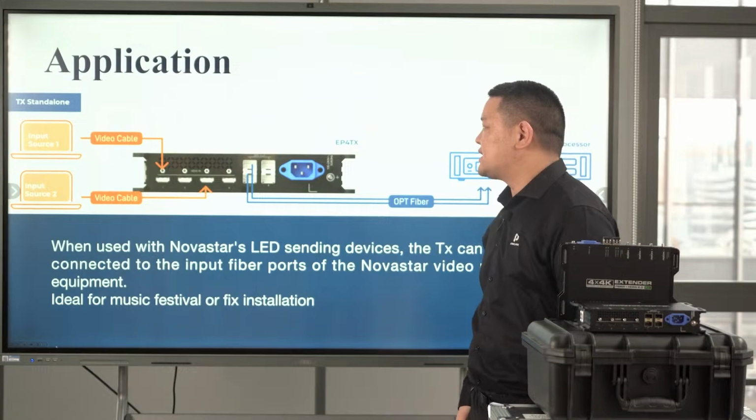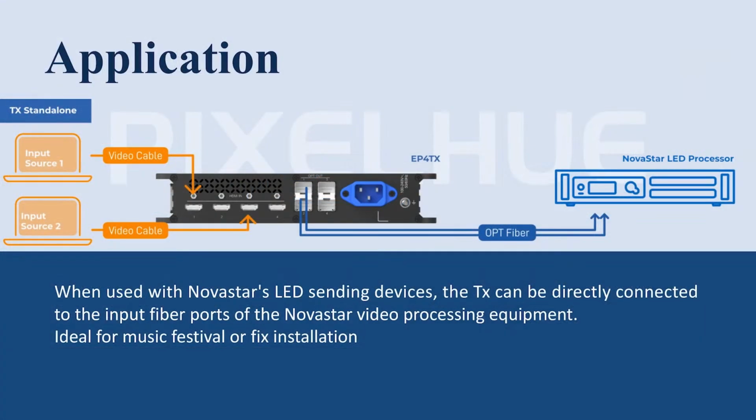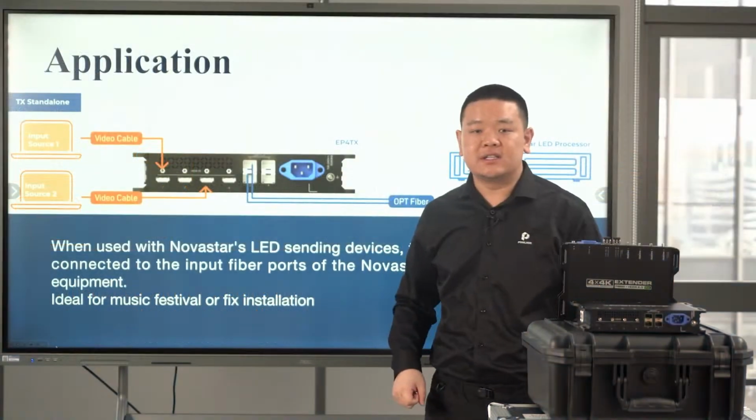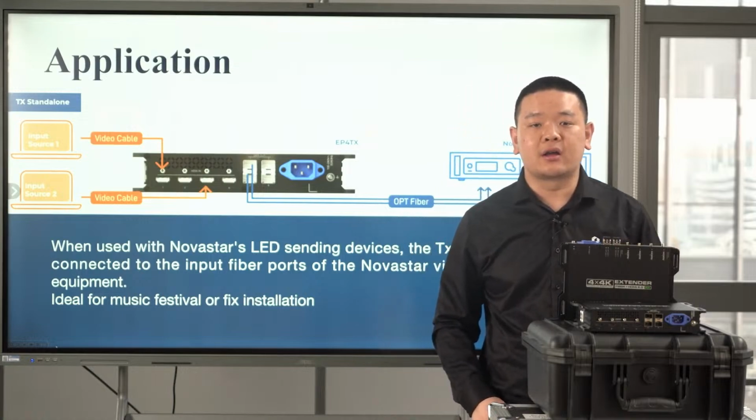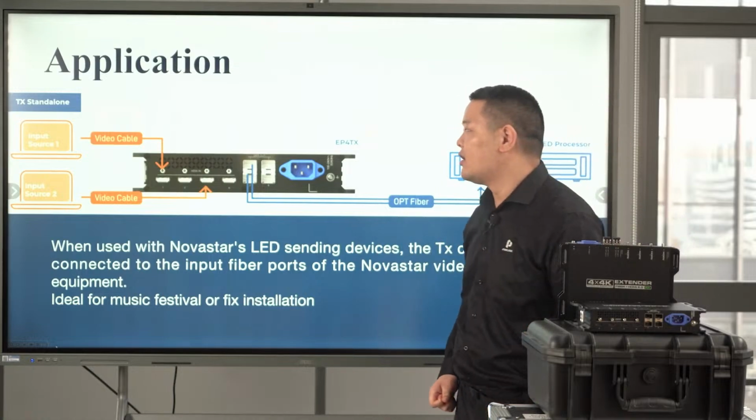And then it's the TX standalone. If you are using Nova Star products like H series, VX series, or M Control 4K, and you want to transfer the signal over long distance, you can just use the TX as well. So for TX, it's the same. We're doing uncompressed signal transmission.